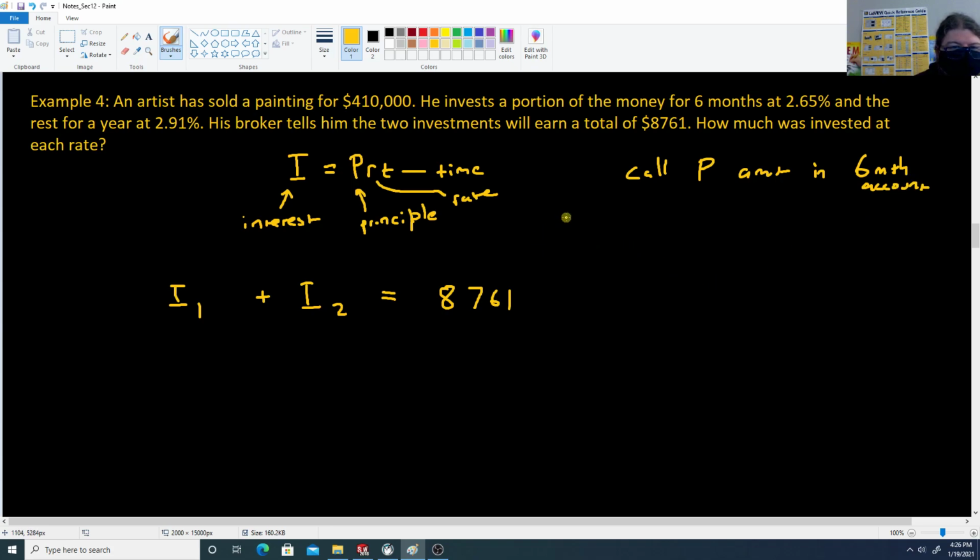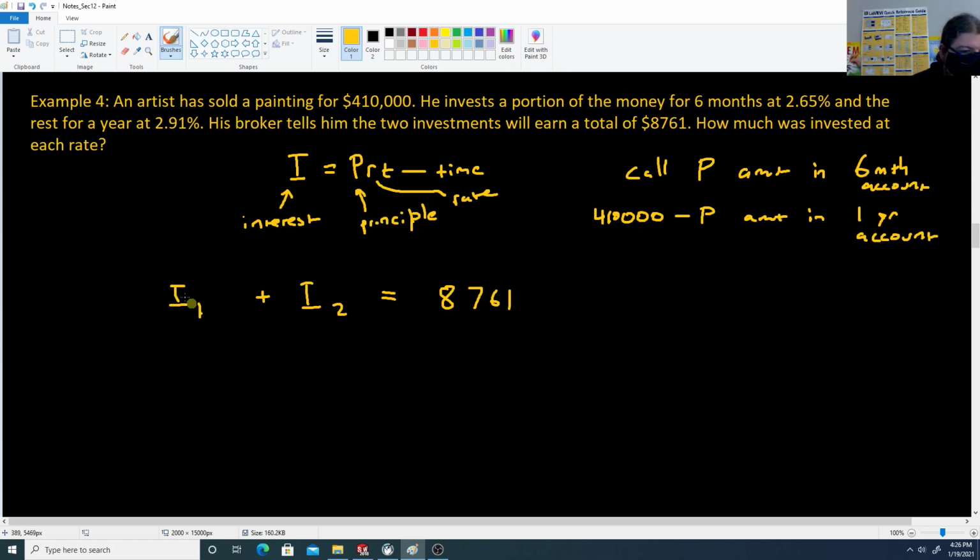And then if we take the total amount of money we made, which is $410,000, and we remove the amount that we have invested in the 6-month account, that'll be the amount in the 1-year account. We take the total amount of money we made from selling the painting, we remove how much is tied up in the 6-month account, and that remaining amount's in the 1-year account.